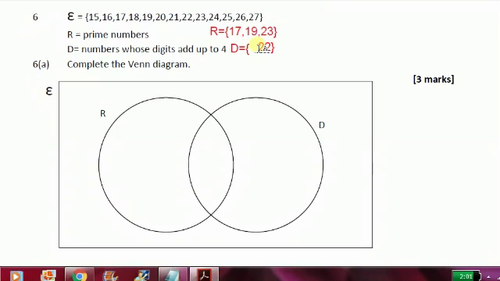So I've listed the members of R and the members of D. So now complete the Venn diagram. So D has 22 in it, R has 17, 19 and 23, and all the rest are not in R or D, so they're around the edge here. 15, 16, 18, 20, 21, 24, 25, 26, 27.